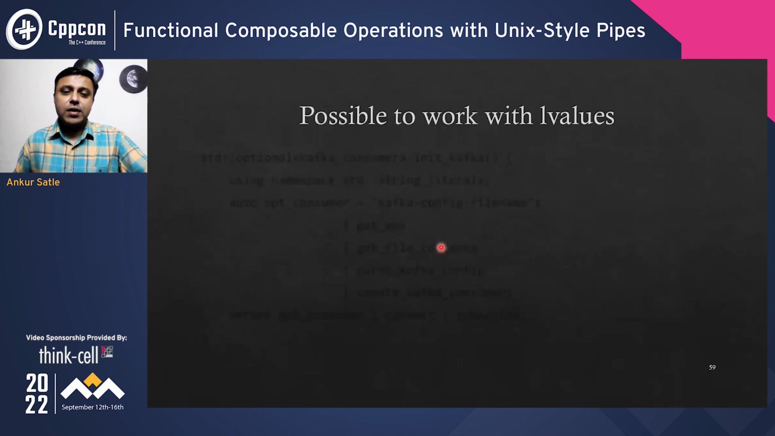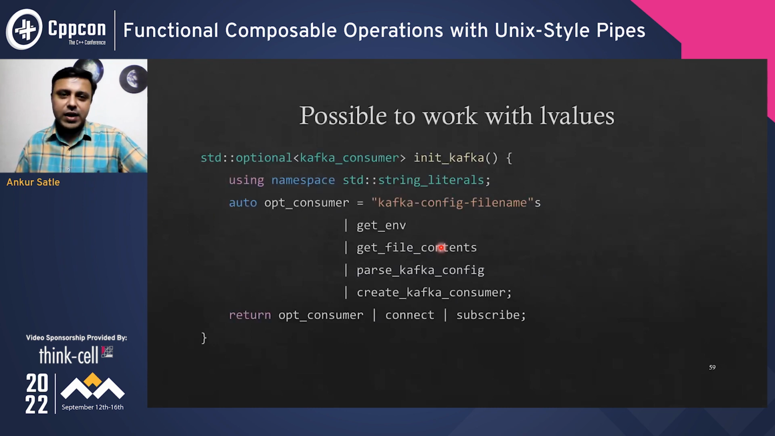All right, so now it's possible to work with L values. I'm showing you how that is possible. So you have an optional of consumer received through these partial operations till you create the Kafka consumer. And then on the Kafka consumer, you want to call the further operations after that, and you could do that here. And here, as you see, the optional itself is passed.